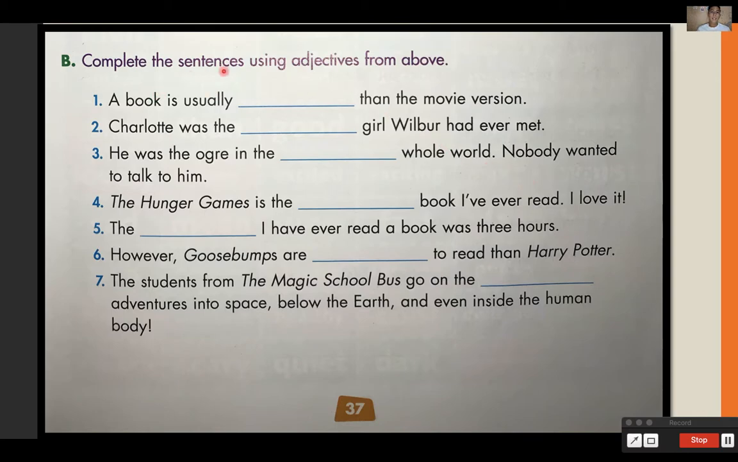Now, complete the sentences using adjectives from above. For example, a book is usually better than the movie version. Un libro es usualmente mejor que una película, perdón, que la versión de una película.